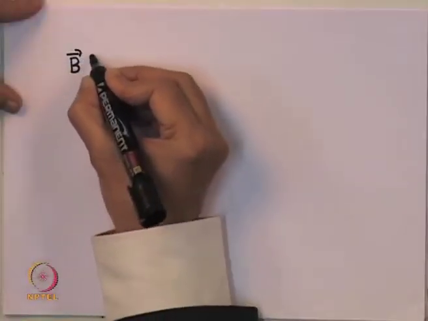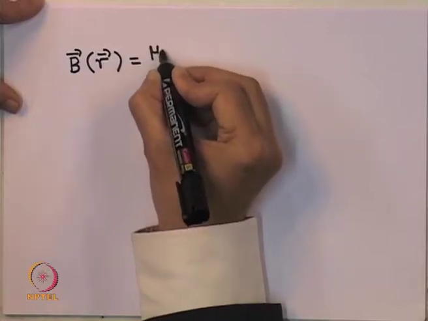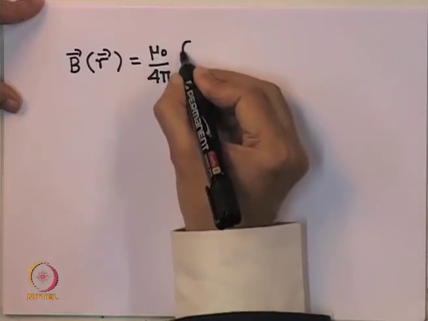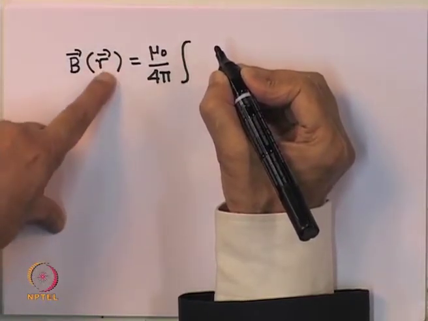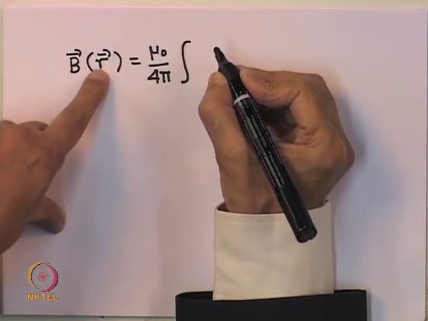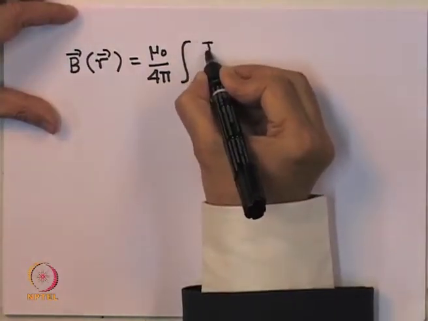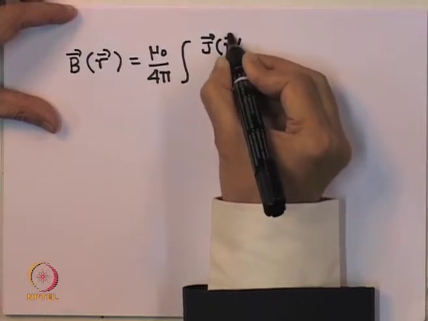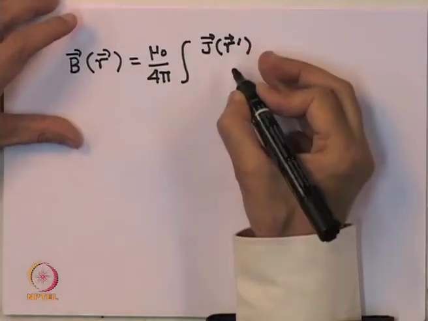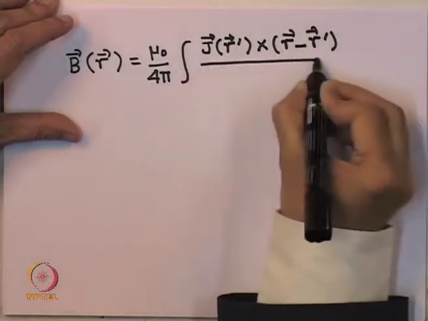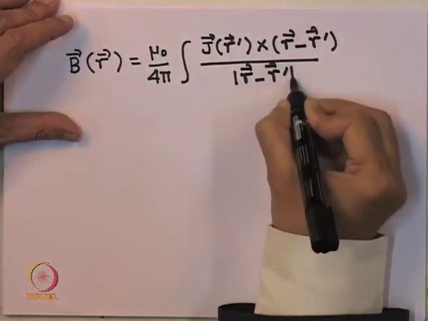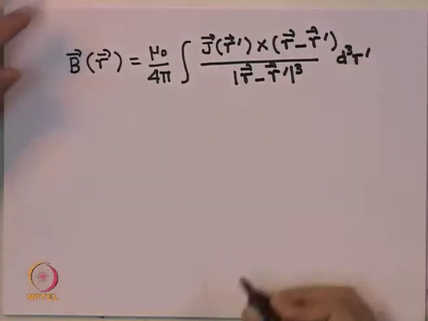So, my magnetic field at the point P, let us say at the point R, is given by mu 0 by 4 pi integral. Now, remember this R is a fixed position with respect to an arbitrary origin. This is the point at which I am determining the magnetic field. This is not varying, but when I have quantities belonging to the source, I am going to write them with R prime vector. So, current density at R prime cross R minus R prime divided by R minus R prime cube, and d cube R prime. This is my magnetic field expression.